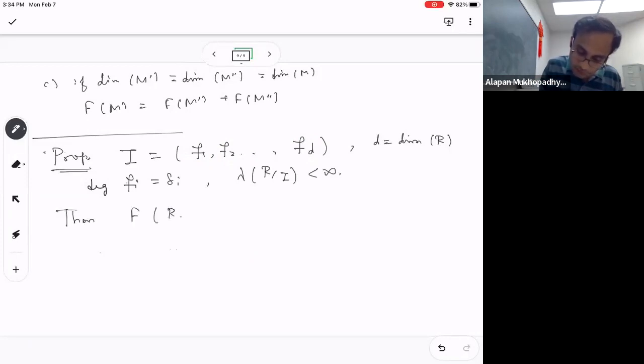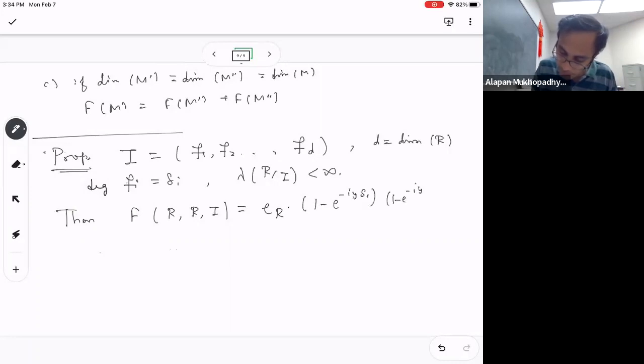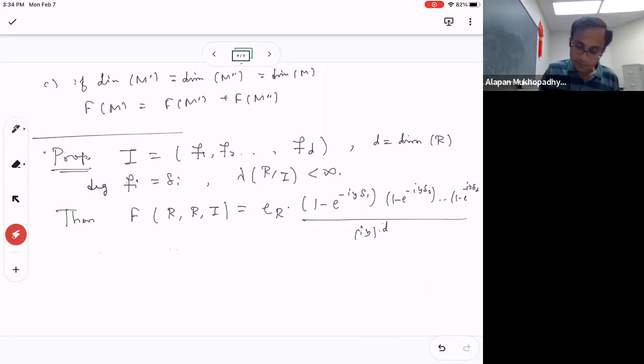Then the Frobenius-Poincare function of R, I is just e_R. I will explain what this e_R is. It's the Hilbert-Samuel multiplicity in a sense. Times (1 minus e to the power minus delta 1 y), (1 minus e to the power minus delta 2 y), till (1 minus e to the power minus delta d y), divided by y to the power d. So basically the Frobenius-Poincare function sees the degrees of this homogeneous system of parameters.